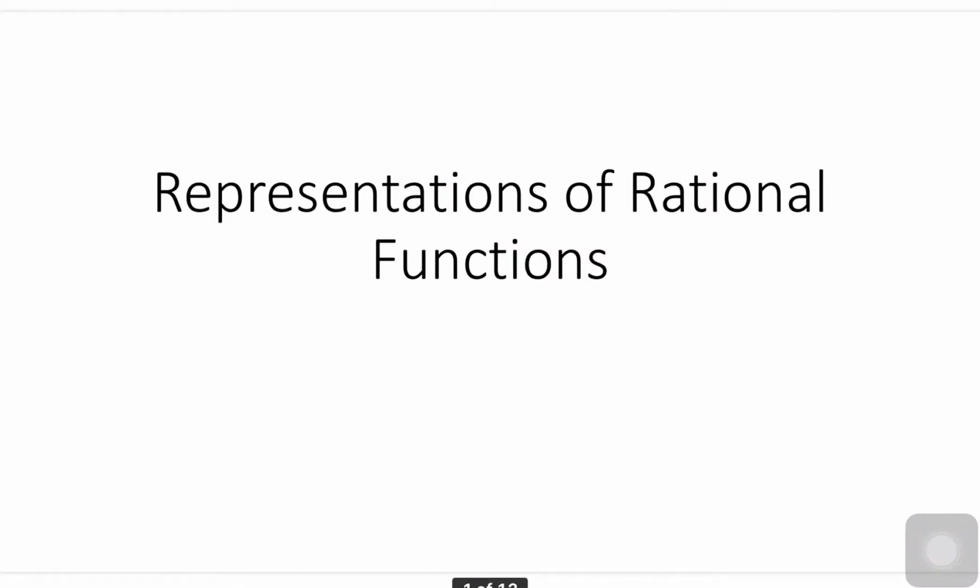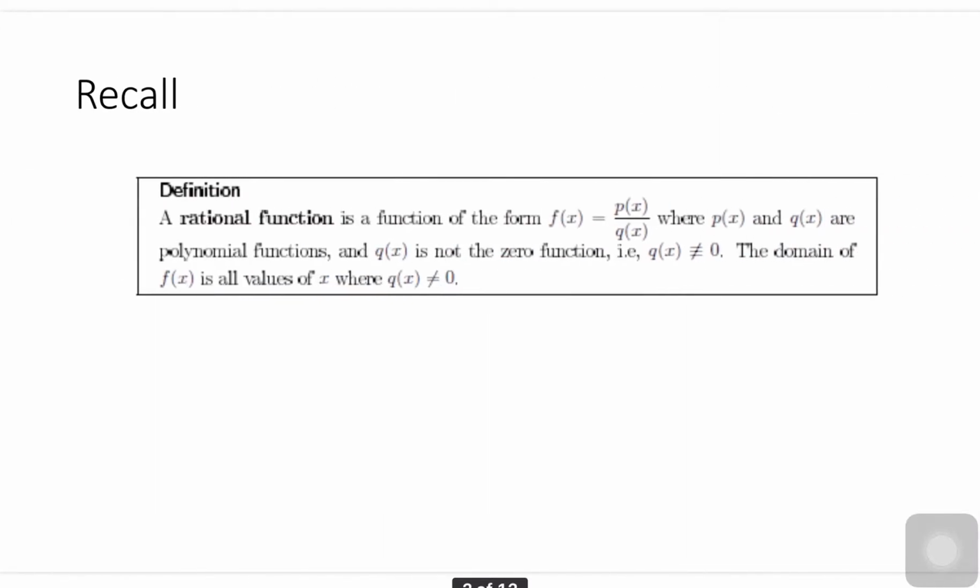Morning everyone. Here is our next topic, representations of rational functions. So recall that a rational function is a function of the form p of x over q of x, where both of them are polynomial functions and q of x is not 0.